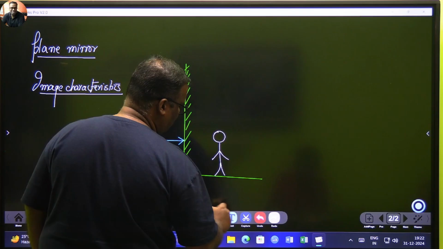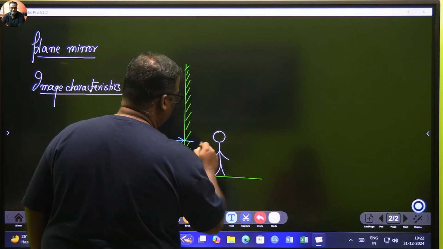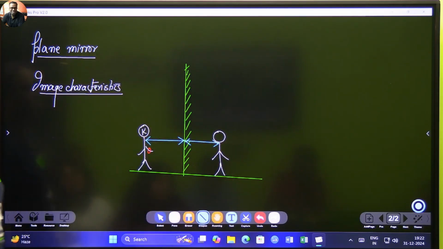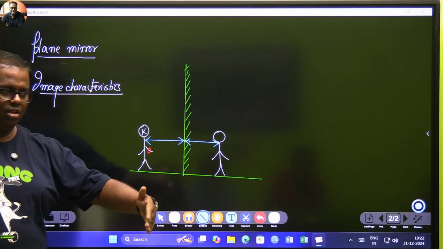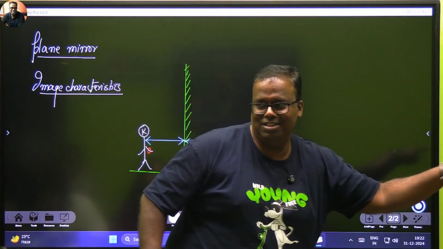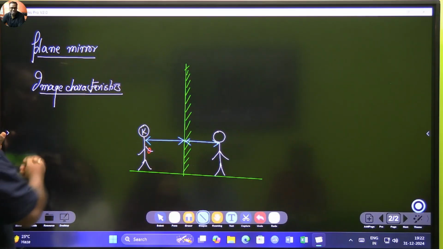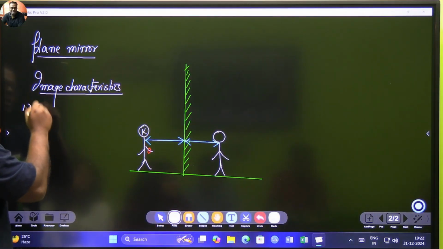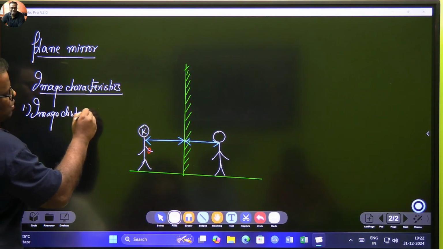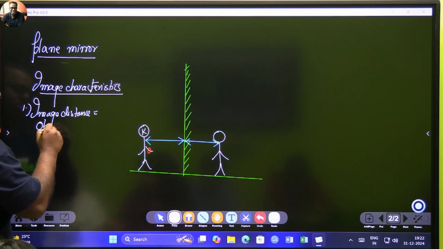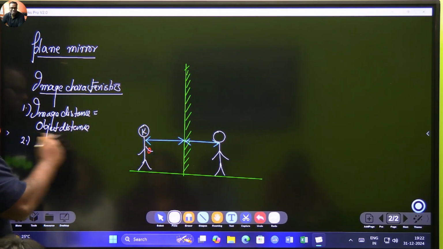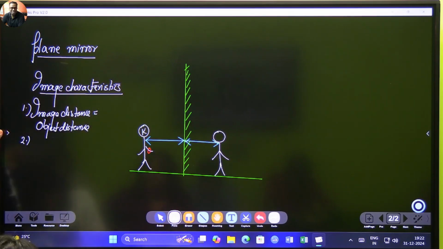So the first observation will be that the image distance is always equal to the object distance. When you dress up every day in front of the plane mirror, don't you see where you are standing? The other image is actually standing that much back. So you can come forward and actually meet fingers and again you can go back. So what is the first observation? Number one, image distance will always be equal to object distance. Why? Because a plane mirror follows regular reflection.